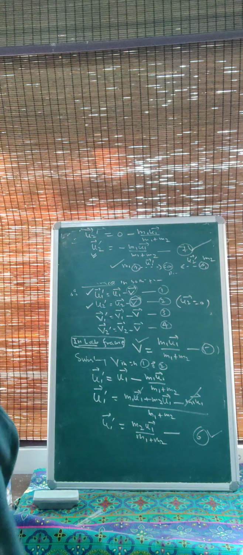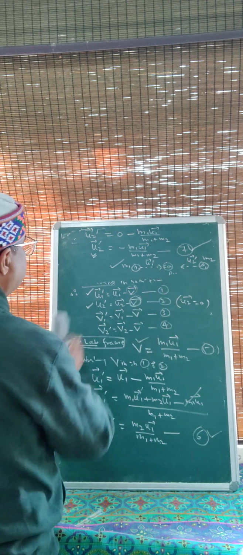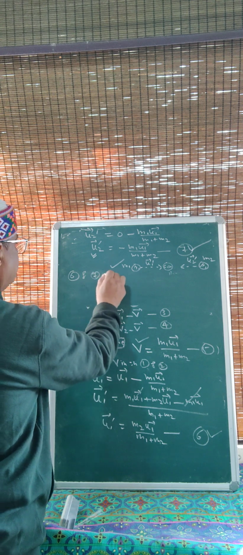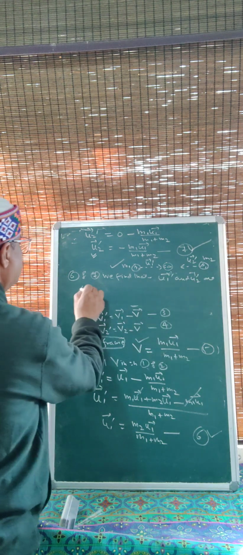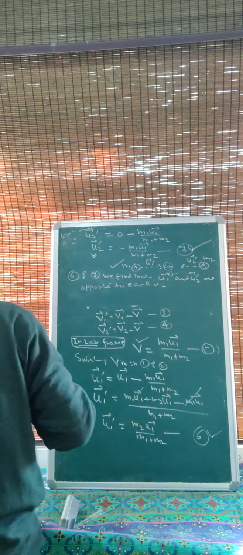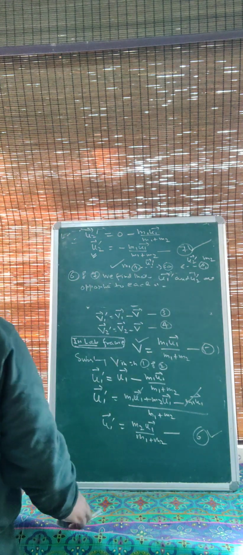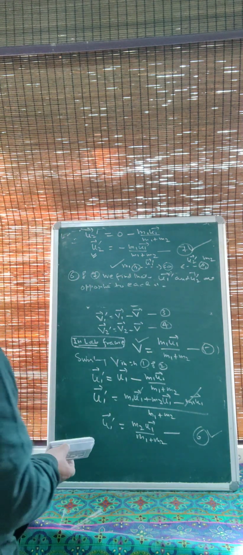Therefore, we can write from equation number 6 and 7, we find that u1 dash and u2 dash are opposite to each other. And therefore ये दोनों के दोनों approach कर रही हैं. So this is opposite to this. So therefore now we write the total momentum of the system before collision.